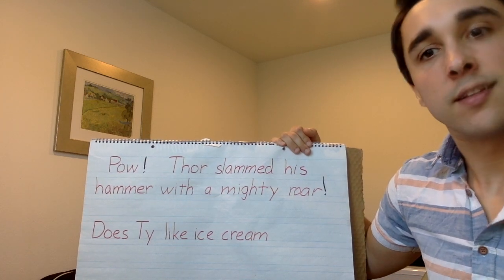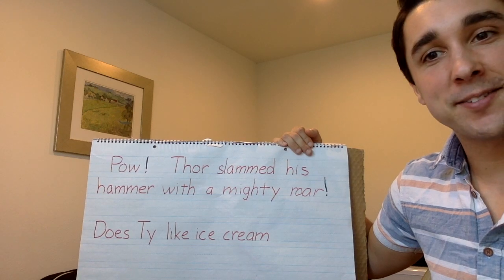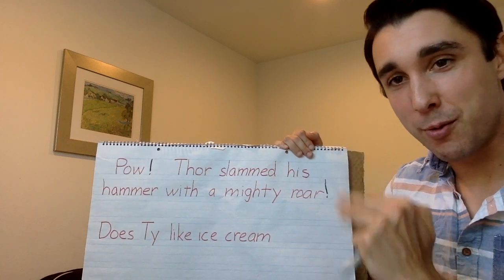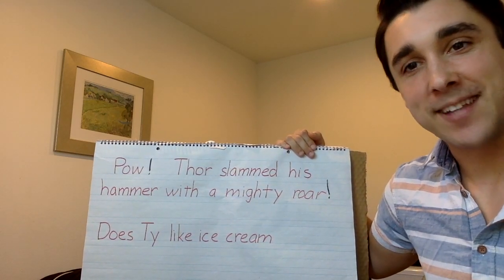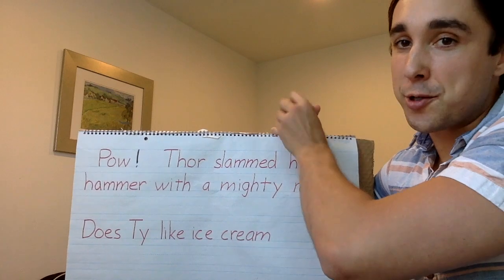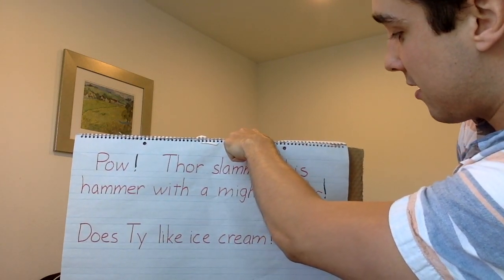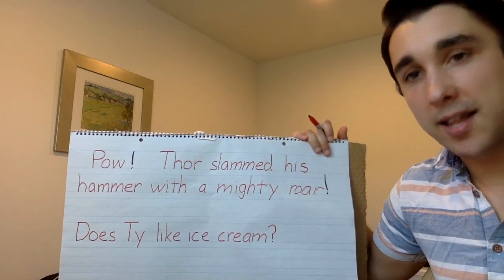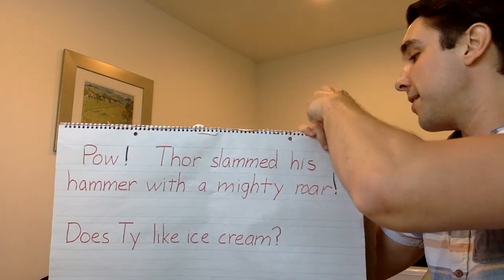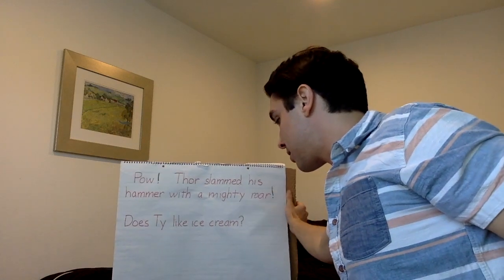No. The second way, does Ty like ice cream? Does that sound right to you? No. Third way, does Ty like ice cream? That sounds a little bit better, right? Because it sounds like a question. So, all we have to do is add a question mark at the end for it to sound like a question. Does Ty like ice cream? Alrighty. So that is our punctuation mark for the day, guys. Now, let's get started with a little writing.